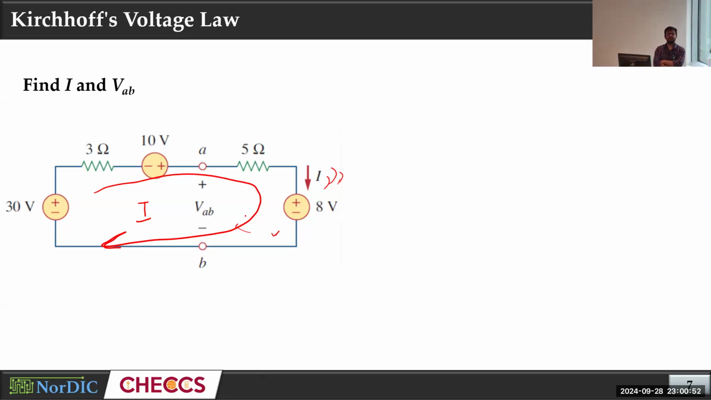It's 30 plus 3i plus 10 plus 5i plus 8 equals 0. Sorry, that's 10. Yeah, 30 plus 3i plus 10 plus 5i plus 8 equals 0.